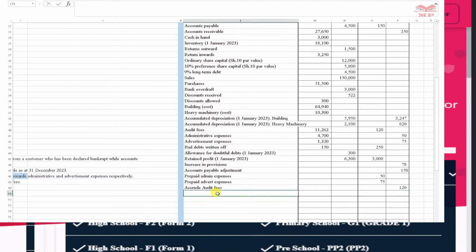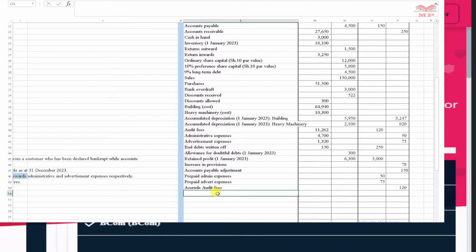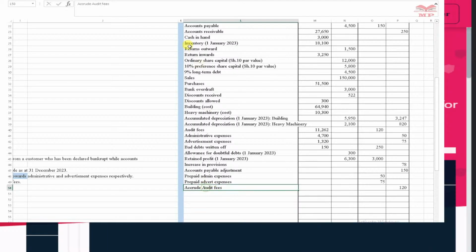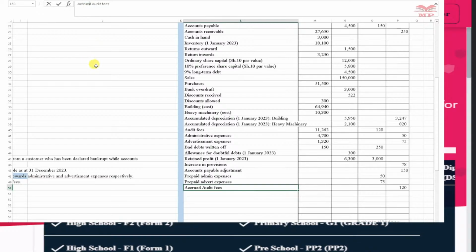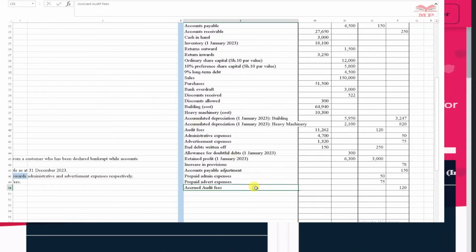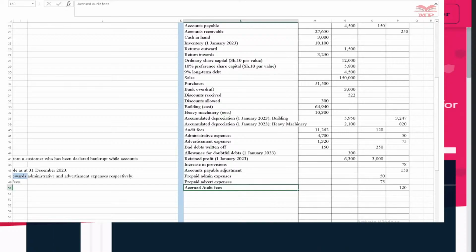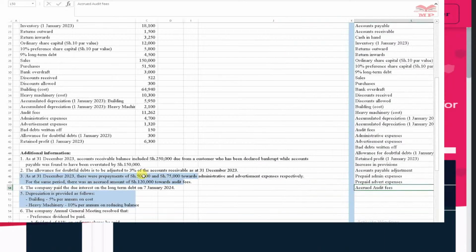After we get the accrued, excuse me for that language there. It should be accrued with an ED, not a DE, accrued audit fees. And the accrued audit fees is 120. Let's check whether there's anything else that we needed to make adjustments to.